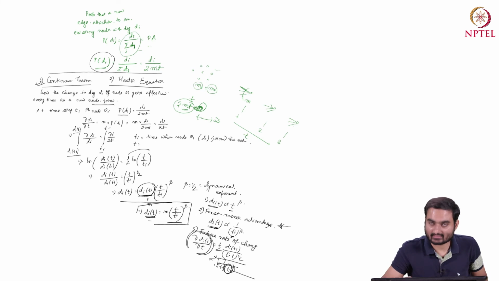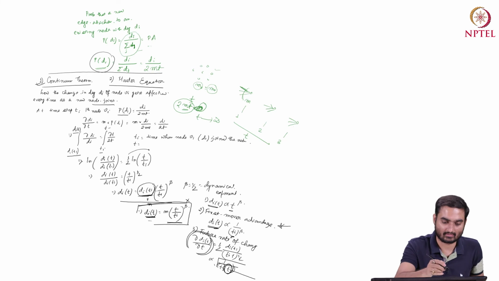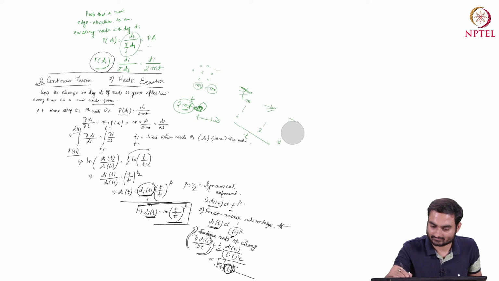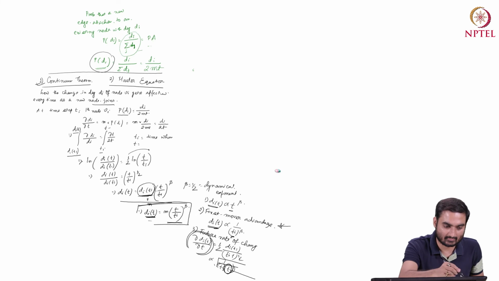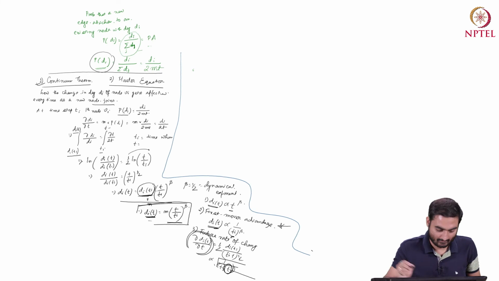Okay, so these are three observations that one can draw, but the important thing to note is this equation. We are not yet done. We have to prove that the degree distribution follows power law, right? So let me erase this part, and let me use this region of my notepad.